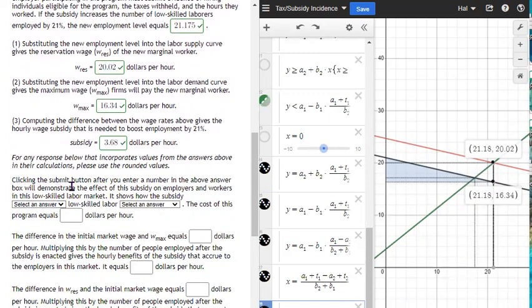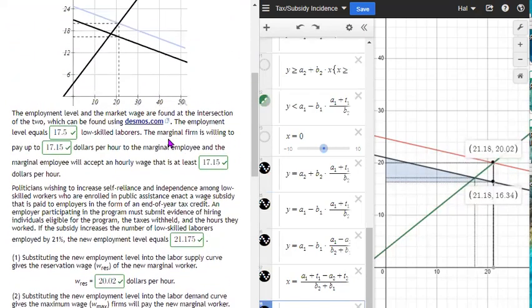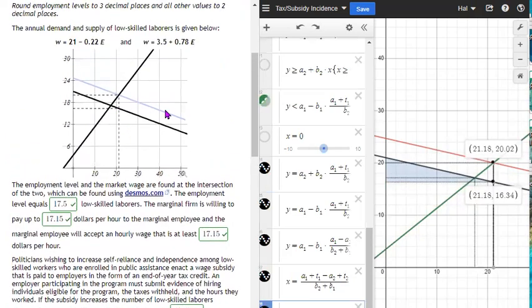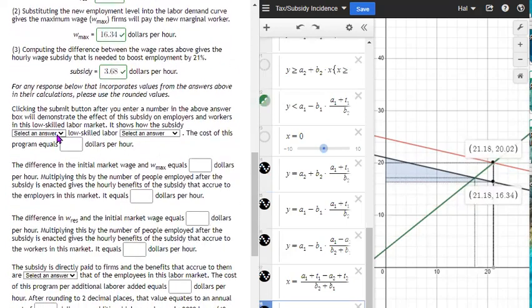Okay, so clicking the submit button after you enter a number in the above answer box will demonstrate the effect of subsidy on employers and workers, right? And if we go horizontally, it increases labor demand. So if we hold wages at this dashed line here, employment goes from over 20 to nearly 40, right? So that's an increase in labor demand. It increases low-skilled labor demand, right?